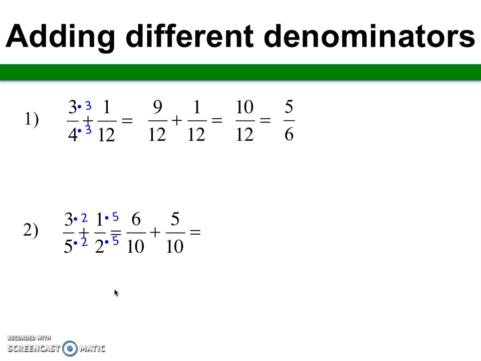If I add the numerators, I have 11 over 10, 11/10. Not simplified yet. Again, to simplify this one, I have to go 11 divided by 10. That gives me 1 with a remainder of 1. That remainder becomes my numerator, so I have 1 and 1/10.